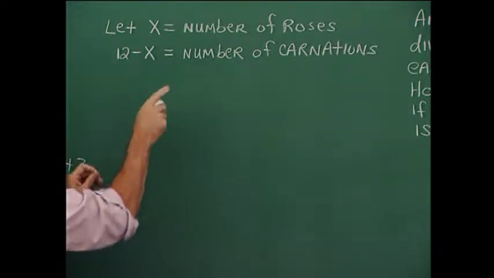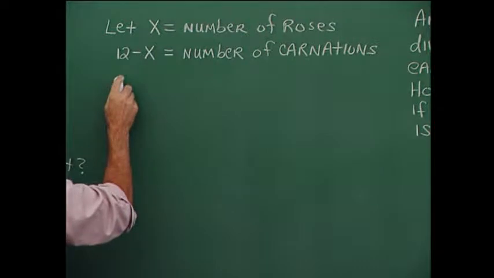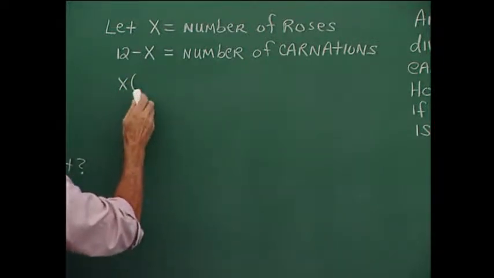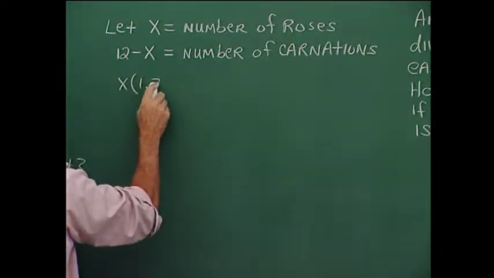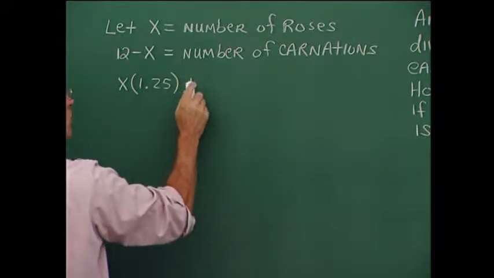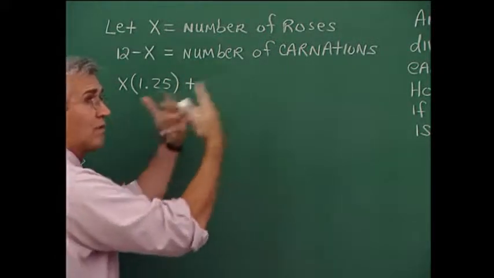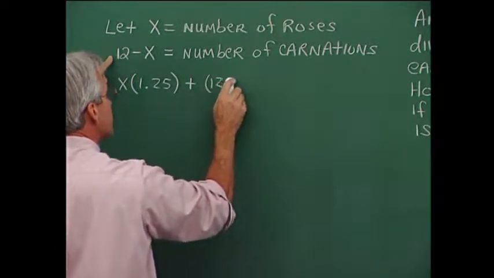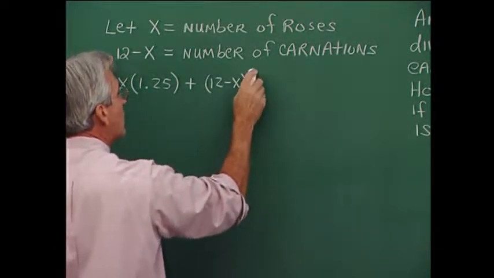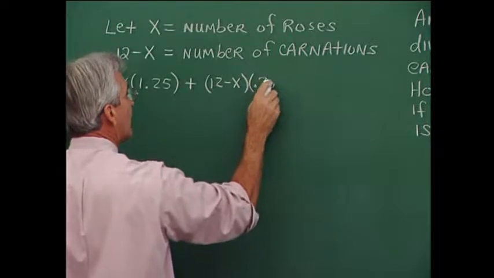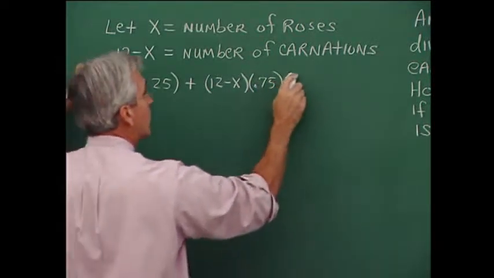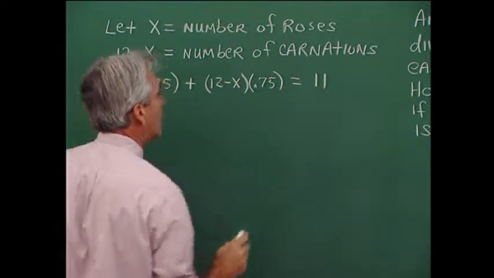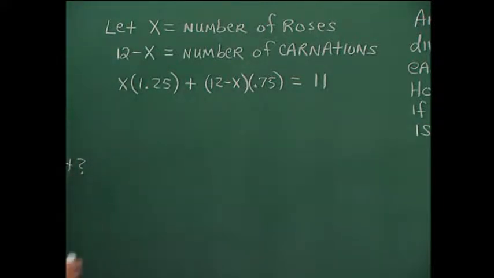All right, the value for the roses would be the number of roses times the value of each rose. That's $1.25. And then for the carnations, the total value of all the carnations is the number of carnations times the value of each carnation. They were 75 cents a piece. And we're given the total value as $11. And now we solve this equation.